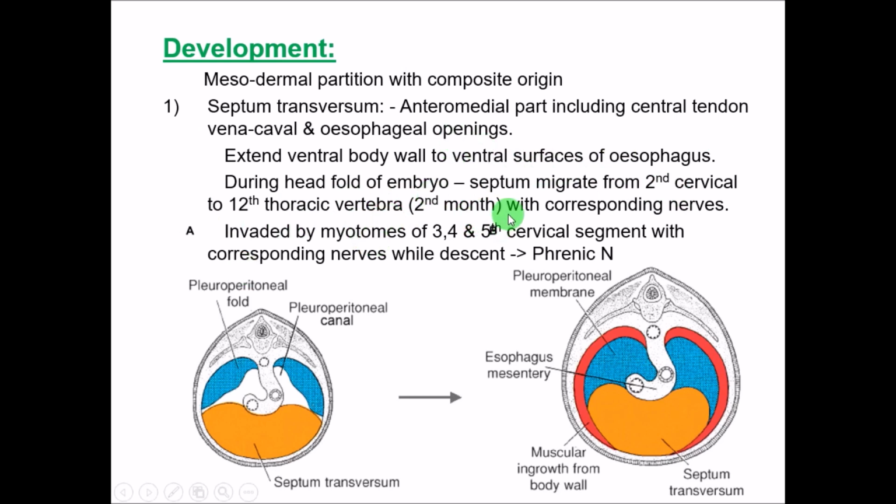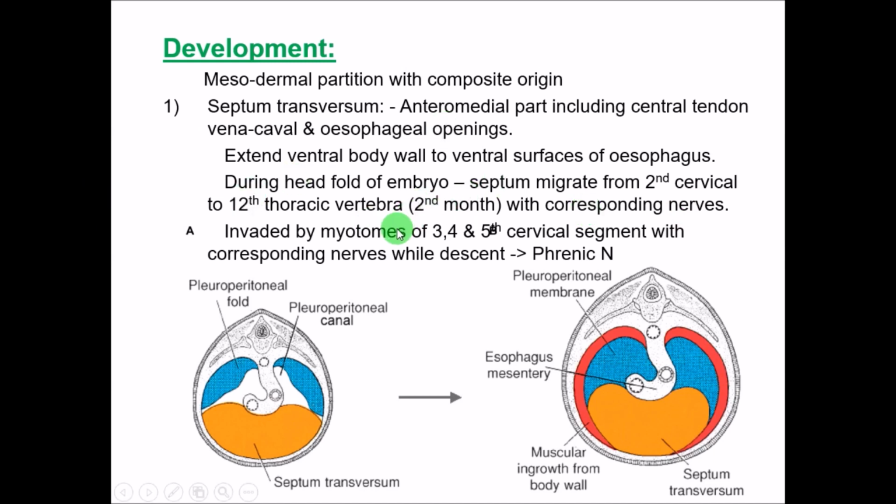And this is at the second month, which helps to trace the phrenic nerve, which comes from the third, fourth, and fifth cervical vertebrae. Okay, and this corresponds with the nerves themselves, as we have seen. The right and left phrenic nerves are C2, C3, C4, and C5, because the septum transversum was actually in the neck.